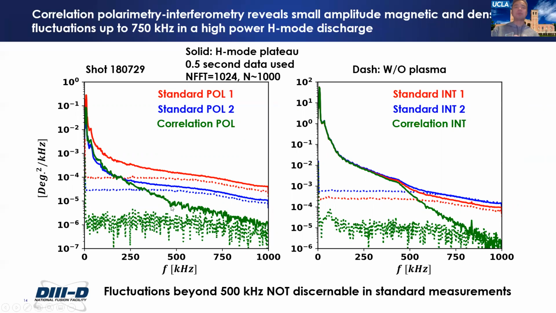On the other hand, if you look at the correlation measurement, you can clearly see that beyond 500 kilohertz, broadband plasma fluctuations still exist up to around 700 or 800 kilohertz. So this demonstrates the advantage of the correlation measurement compared to the standard measurement. And the same argument is true also for the interferometry measurement shown on the right-hand side.